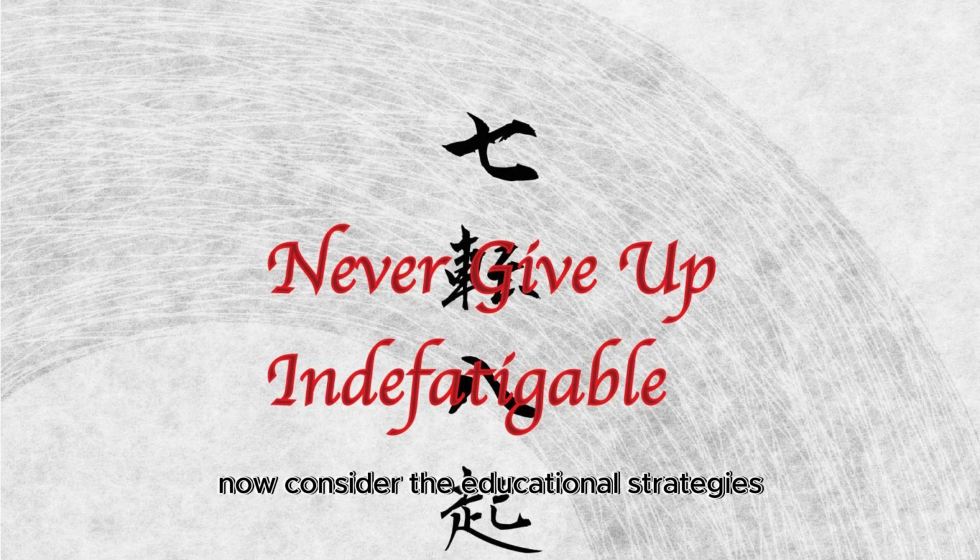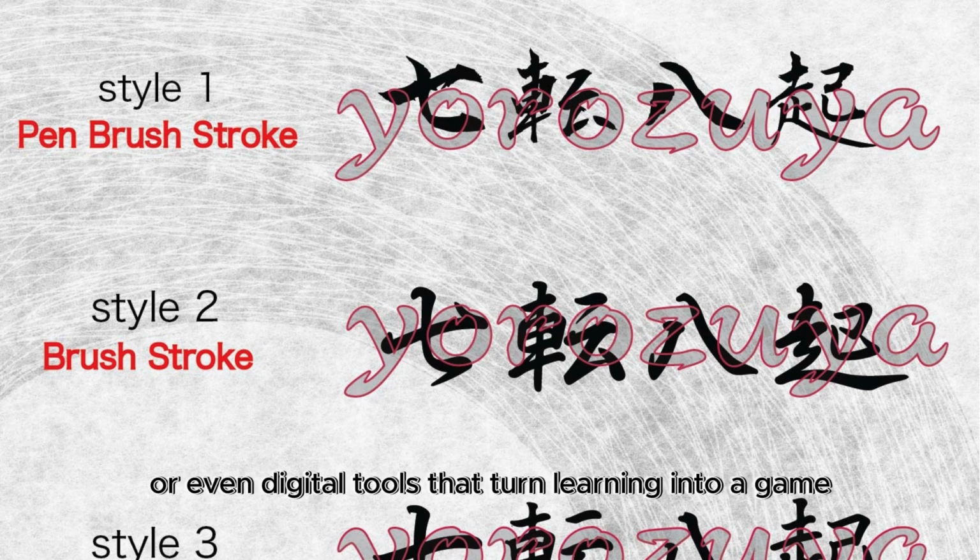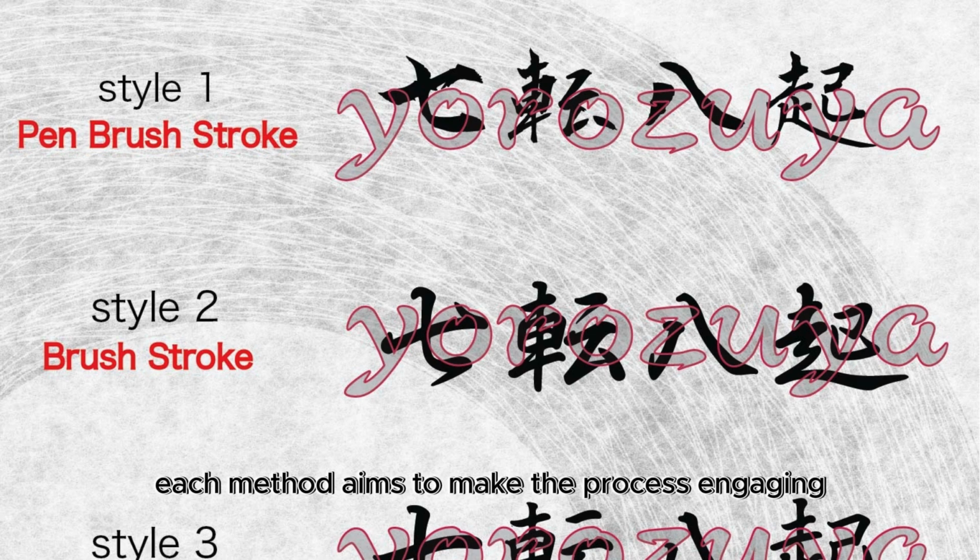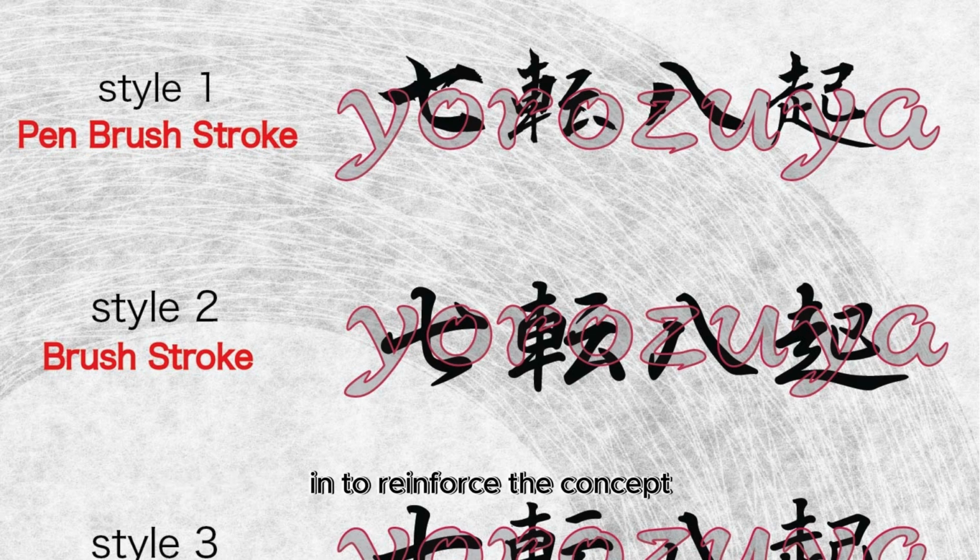Now, consider the educational strategies for teaching and learning multiplication. There are many ways to approach it, from traditional rote memorization to using visual aids like multiplication charts, or even digital tools that turn learning into a game. Each method aims to make the process engaging and to reinforce the concept until it becomes second nature.